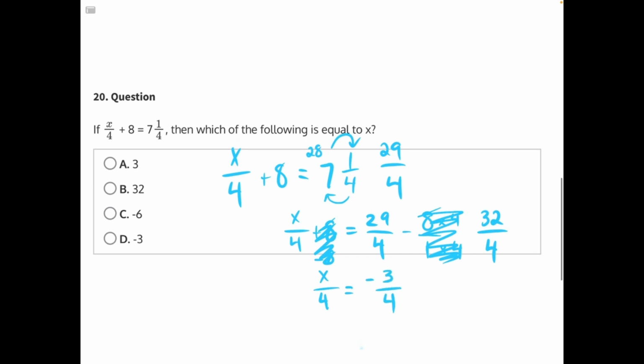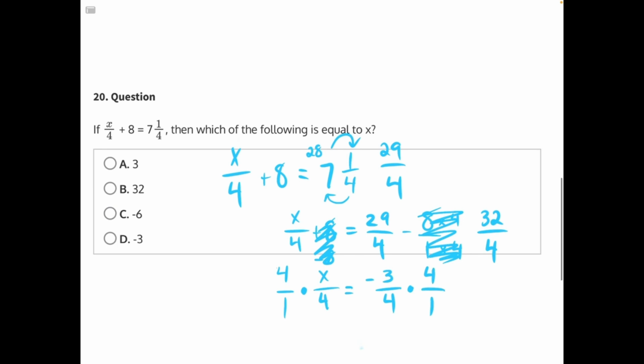Now the final step to isolating our variable is to do opposite operations. x is being divided by 4, so we need to do the opposite of division, which is multiplication. And let's multiply by the inverse. So instead of multiplying by 1 over 4, we'll multiply by 4 over 1. And we need to do that to both sides of the equation.